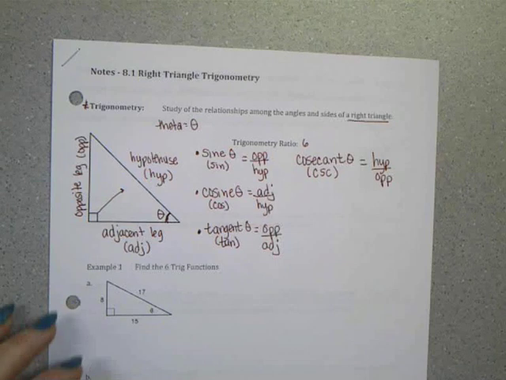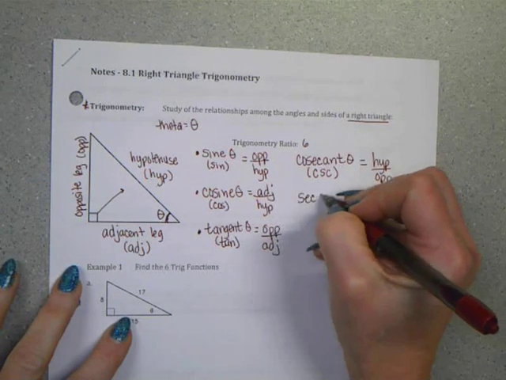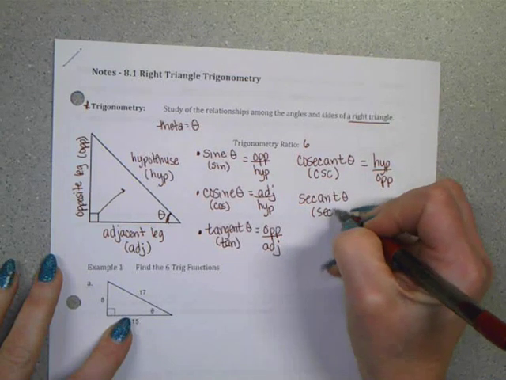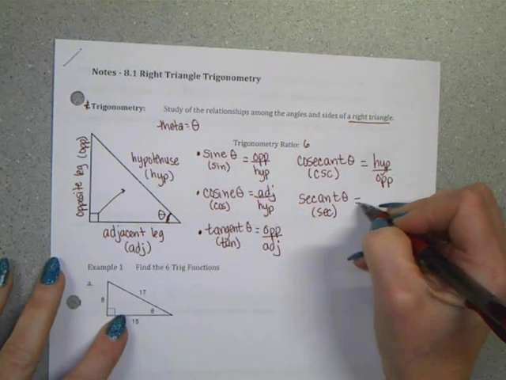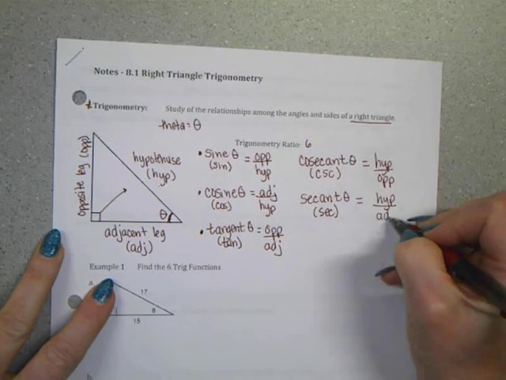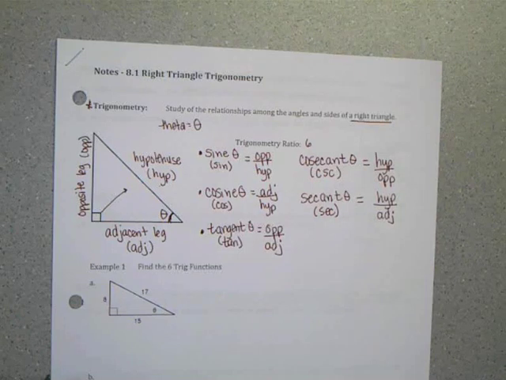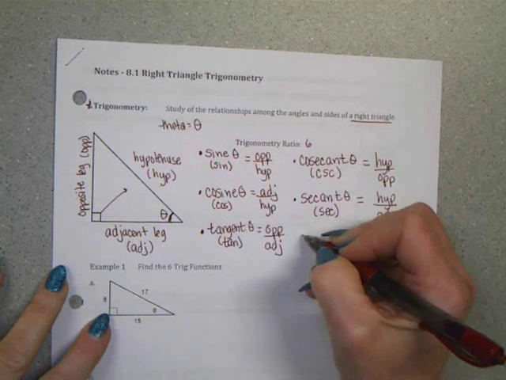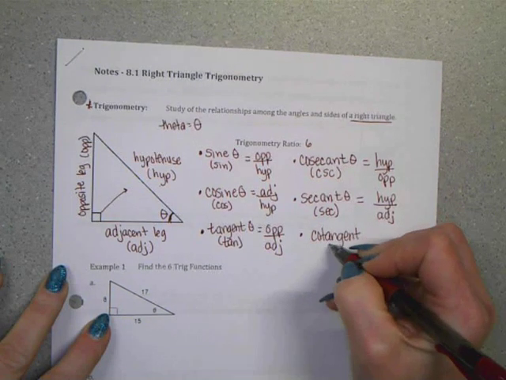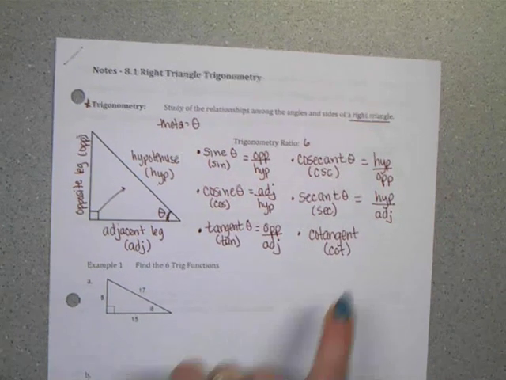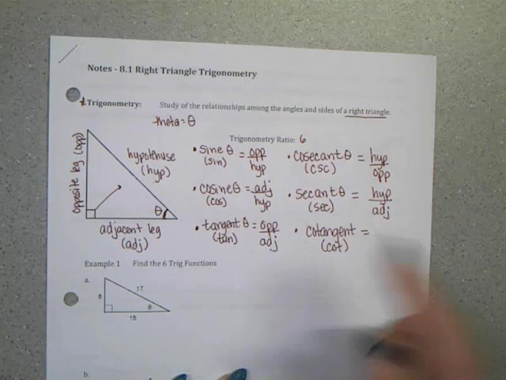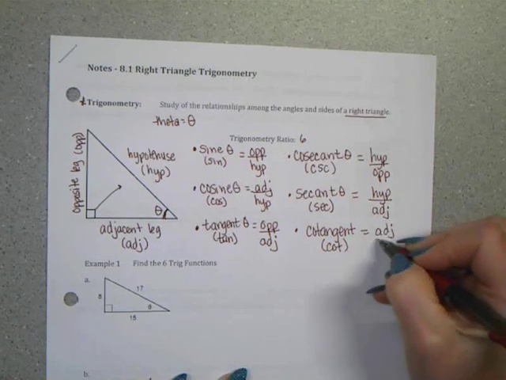The next trig function is secant. And secant will be abbreviated as SEC. And again, it's just the reciprocal of cosine, so it's hypotenuse over adjacent. And the last trig function is called cotangent. To abbreviate it, we do COT. And again, we don't say cot, we say cotangent, secant, cosecant. And cotangent is just the reciprocal, so it will be adjacent over opposite.